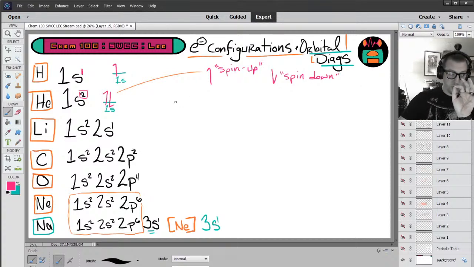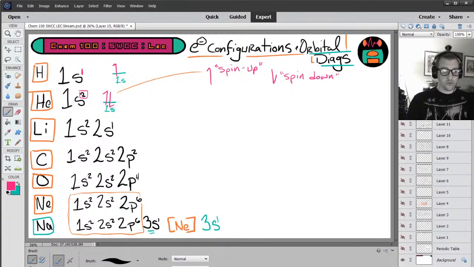So if you have two electrons both pointing up or both pointing down, you'll totally lose points on an exam. That is an incorrect answer. So make sure that one is spin up and one is spin down if they're in the same orbital.